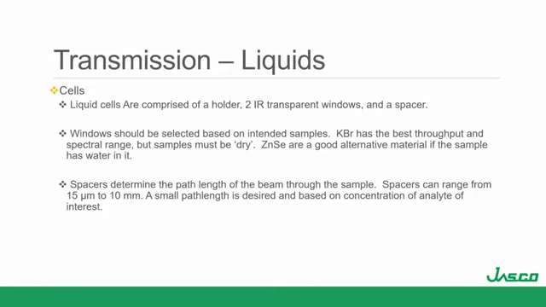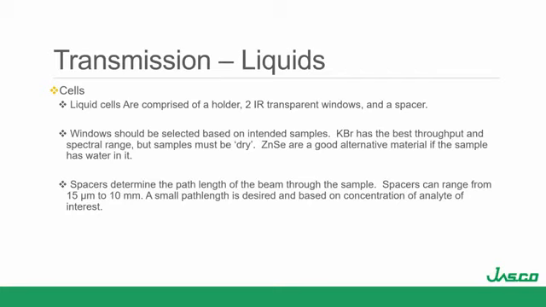Zinc selenide is a good alternative material if the sample has water in it. It's got a little bit less throughput, however, it makes up for it with its robustness. To determine the path length that the light goes through the samples, there are actual spacers put in between the windows, and these can go from 15 microns to 10 millimeters.